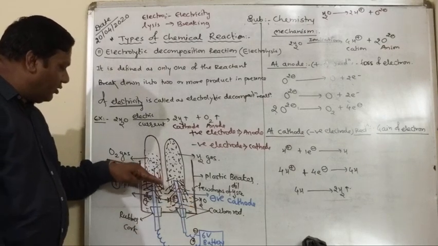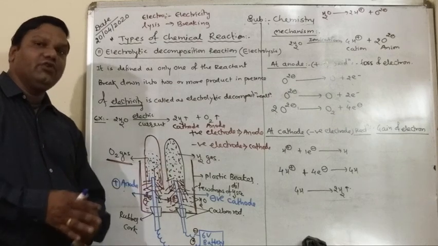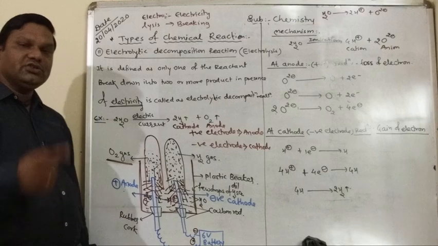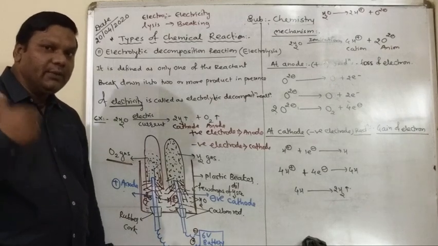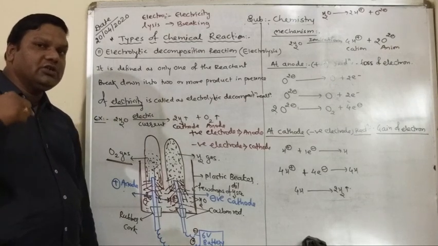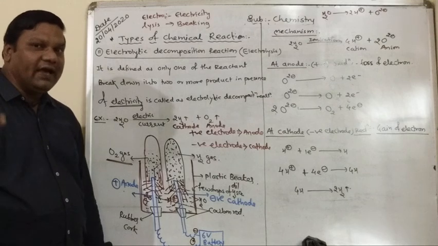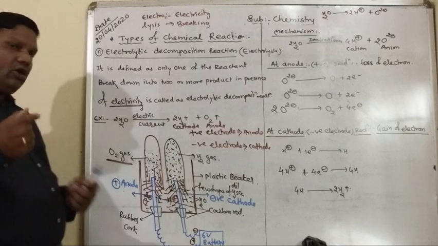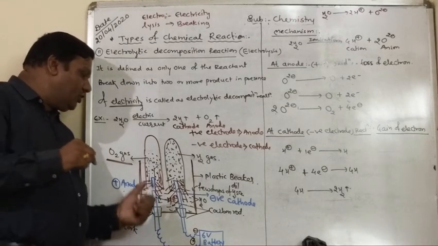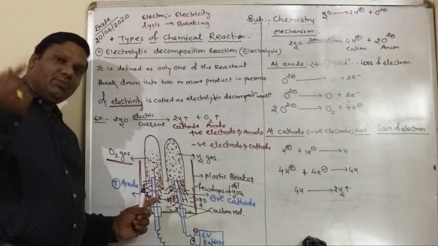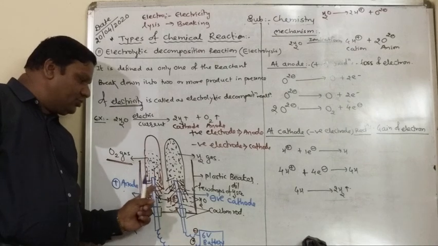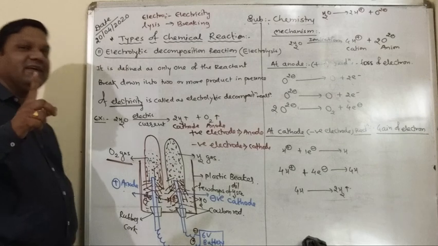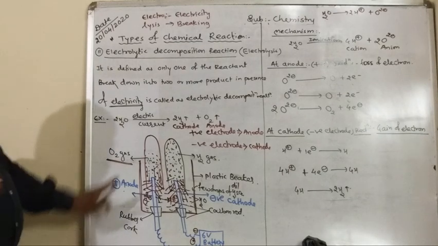Okay, and how to check oxygen gas? If we take the burning candle at the mouth of this test tube, this candle continues to burn, because you know very well oxygen is a very useful gas for the combustion of substances. So for combustion, oxygen is very essential. So the burning candle continues to burn. Understood?